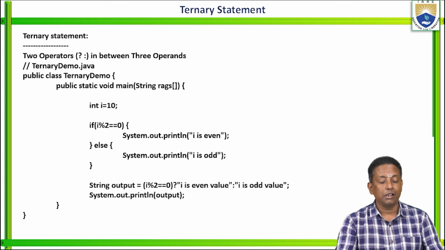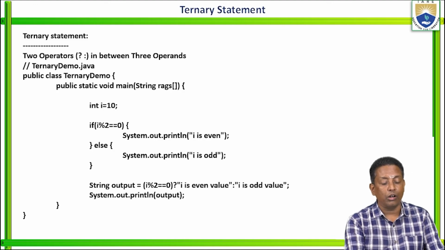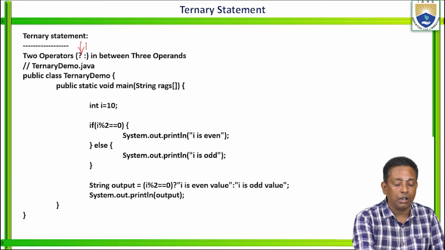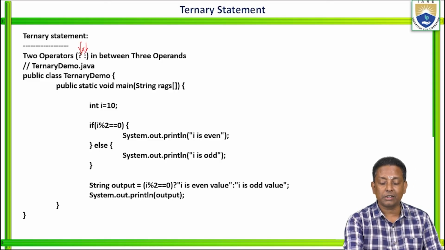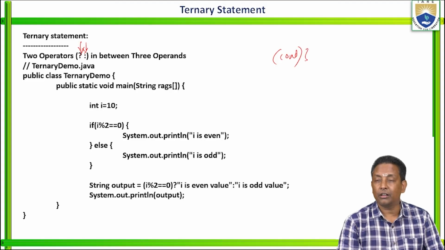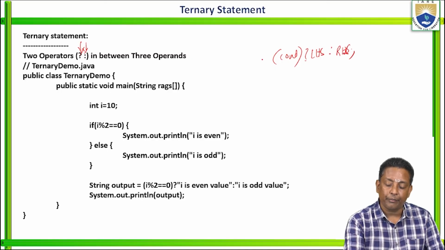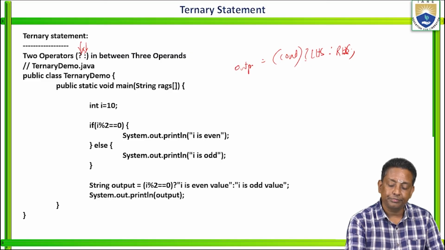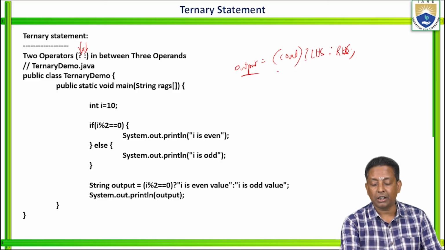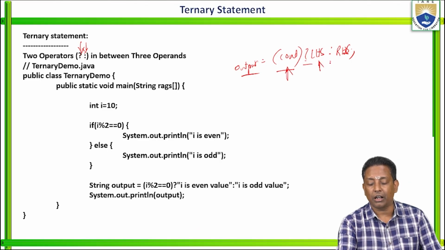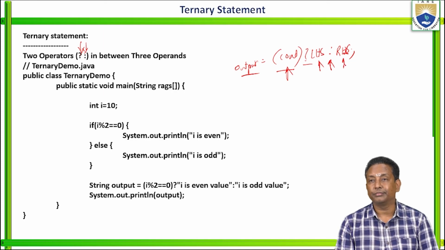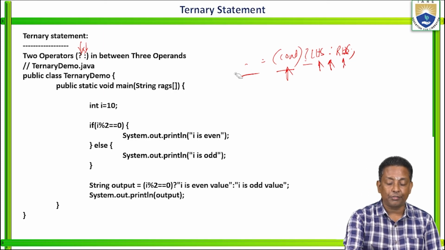How is the ternary operator written? Its syntax, as we already know, consists of two symbols, question mark and colon. Write the condition. If the condition is satisfied, question mark, return the left hand side value. If the condition is not satisfied, return the right hand side value to output. Condition in brackets, question mark, left hand side value if satisfied, otherwise right hand side value.